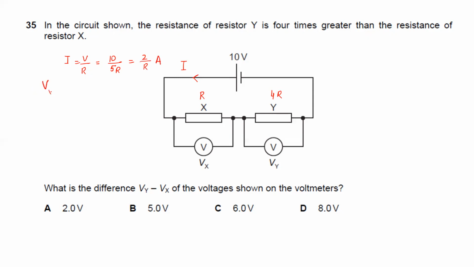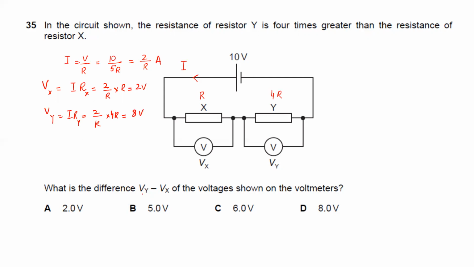So voltage in X will be I into R. I is 2 by R multiplied by R, so voltage will be 2 volts. So voltage in Y, again, IR is the formula, with resistance RY. I is 2 by R, RY is 4R. This is actually 8 volts.